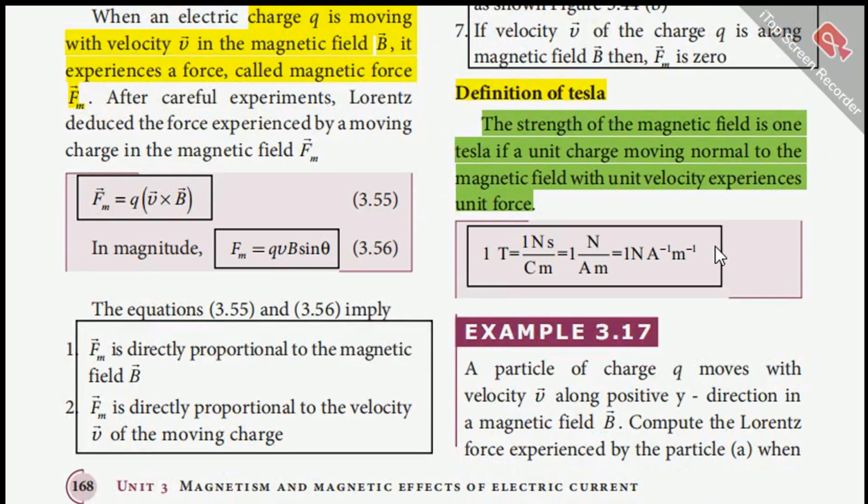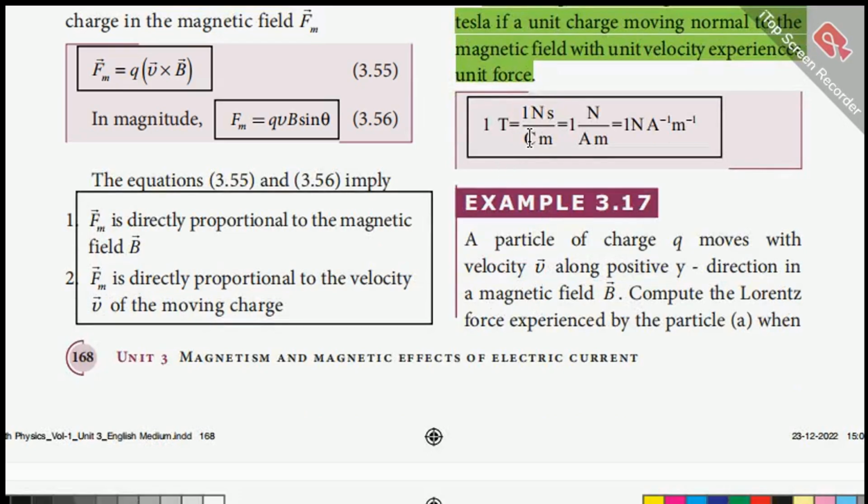Now we will see the definition of Tesla. The strength of a magnetic field is 1 Tesla if a unit charge moving normal to a magnetic field with unit velocity experiences unit force. So 1 Tesla is given by 1 Newton second per Coulomb meter. That is 1 Newton per ampere meter. Or you can also write it as 1 N A^-1 m^-1.